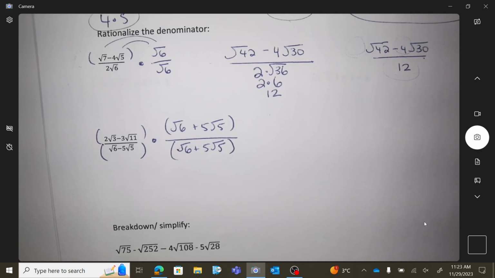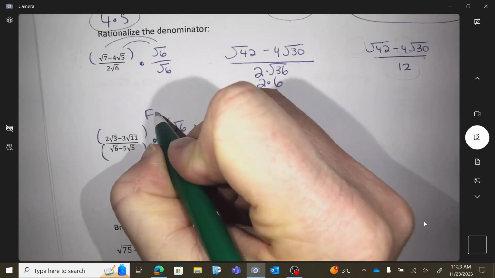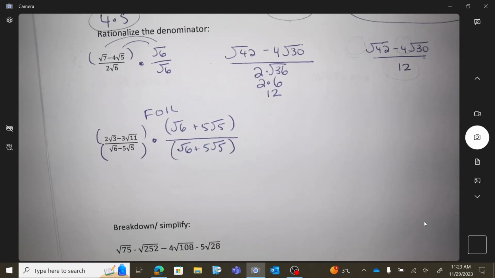Okay, so on the top here, you know what you're going to have to do? You're going to have to do all 4 parts of that. So can you produce the 4 parts from the top?